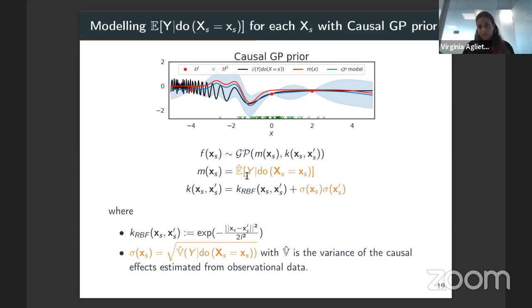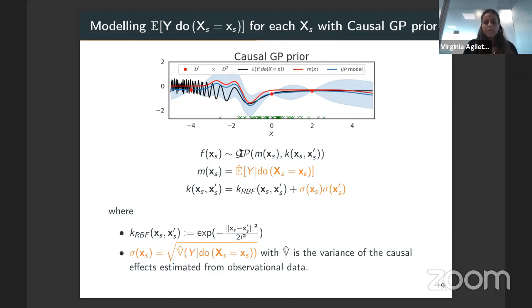So given the observational data, we can apply the do calculus, get some approximation of these orange quantities here that can then be incorporated in the model through the prior construction. Specifically, the mean function of this GP is given by the expected value of y given that we do, so the computation on our do computation, and the kernel structure of this GP is given by the RBF kernel plus a term that is inflating the variance depending on the uncertainty that we have on the prior mean on the do computations.